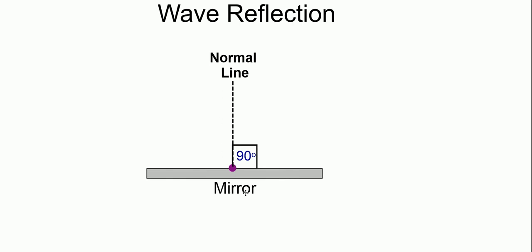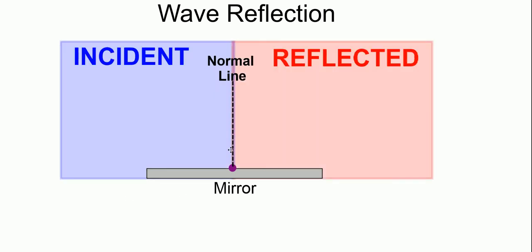Alright, so here, to start our diagram, we're going to use a mirror down here where the reflection is going to occur. We have to draw a normal line to a point on that mirror. So there's our point, there's our normal line drawn to 90 degrees, and we're going to use that in our ray diagram.